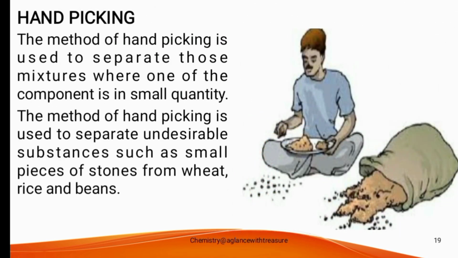The last but not the least technique is hand picking. The method of hand picking is used to separate those mixtures where one of the components is in small quantity. It is also used to separate undesirable substances such as small pieces of stones from wheat, rice and beans. We all use this method at home when we want to separate dirt from our beans and stones from our local rice. This is all for hand picking.